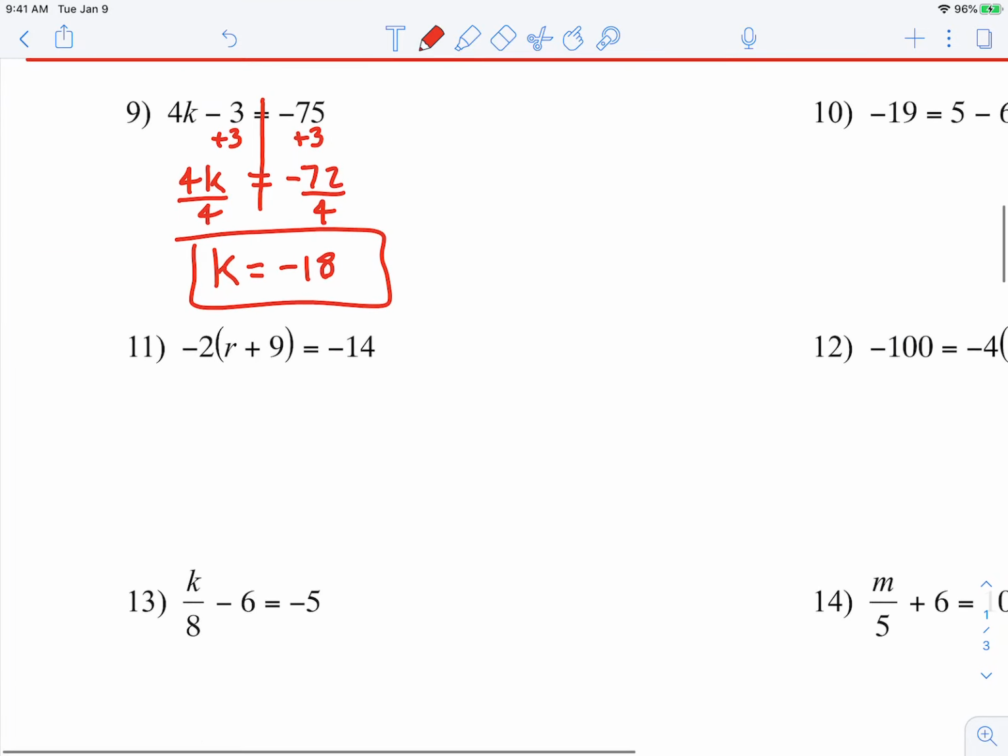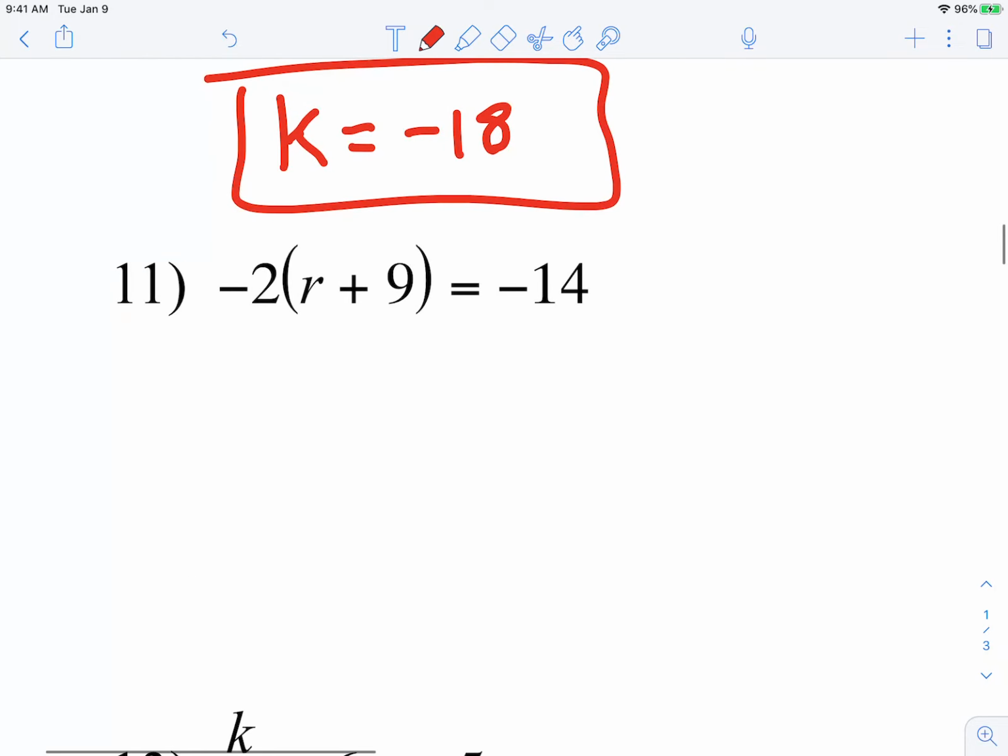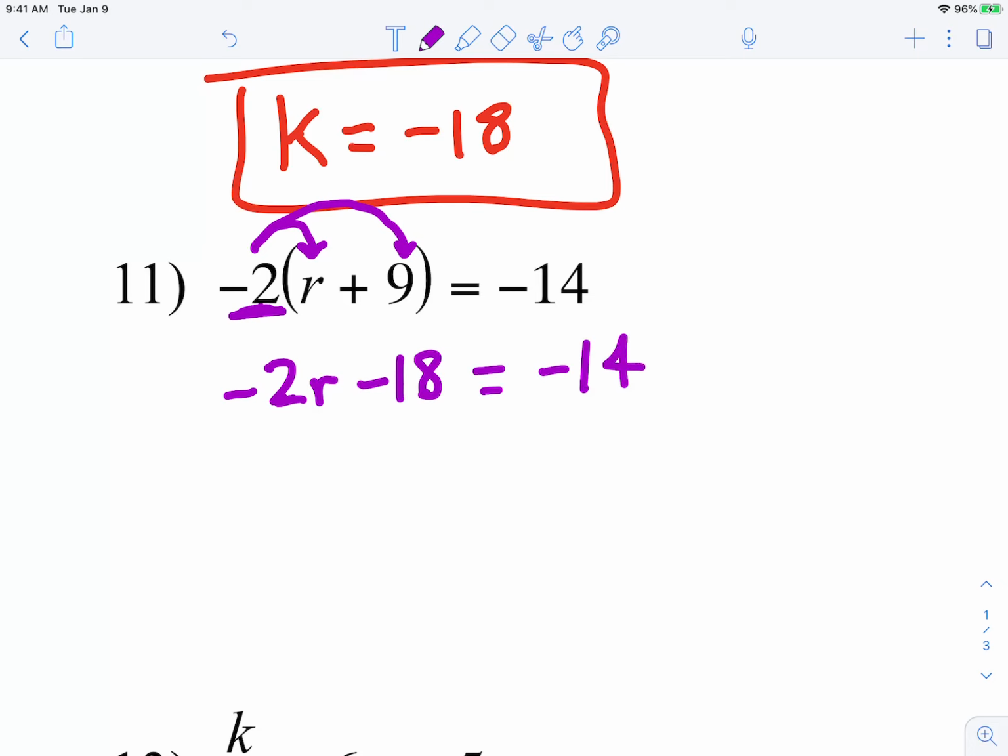Okay, next one. Alright, so whenever we have parentheses, hopefully back in Algebra 1 you talked a lot about distributive property. What does that mean? We take this number outside of the parentheses, and it needs to be right next to it, not really separated by anything. It needs to be multiplied, negative 2 times everything here in the parentheses, and we're going to multiply both pieces in the parentheses. So this will be negative 2r, and then this will be minus 18. Okay, and then you got negative 14 over there.